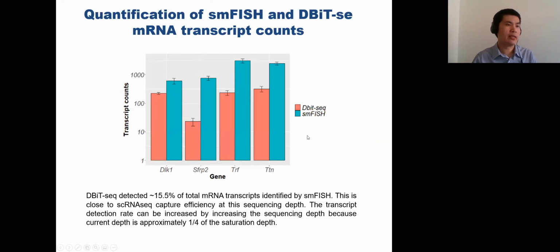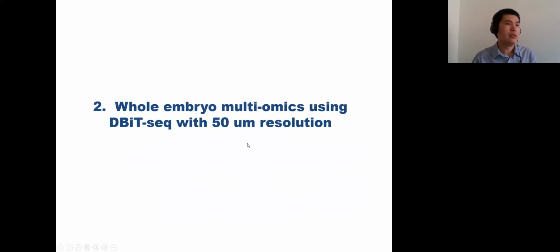Then we go ahead and compare the transcript counts we got from smFISH with DBiT-seq. smFISH has higher efficiency for capturing those mRNAs. We show that on average, about 15% of the total mRNA transcripts identified by smFISH were captured by our technology, and this could be further improved if we improve the sequencing depth.